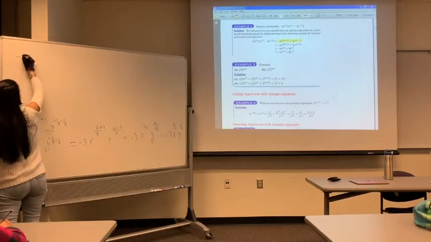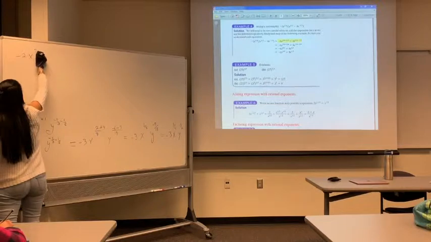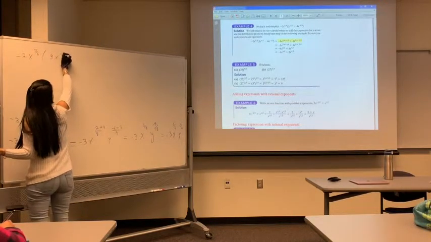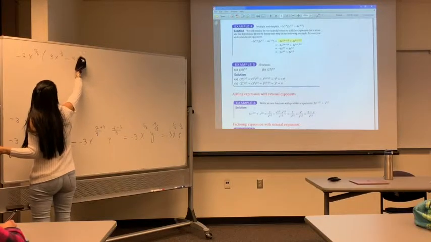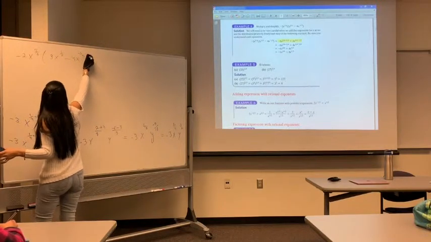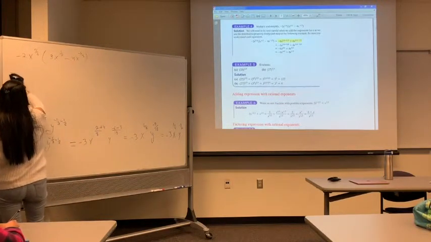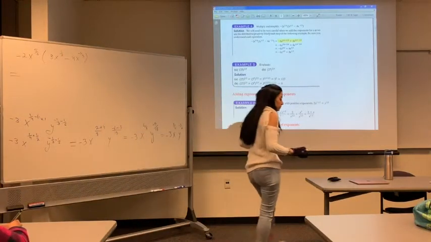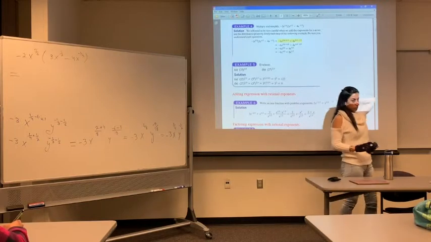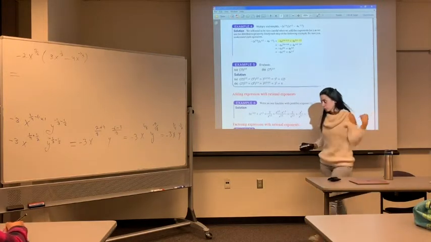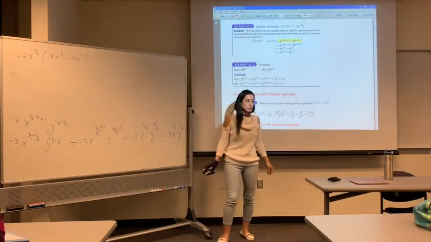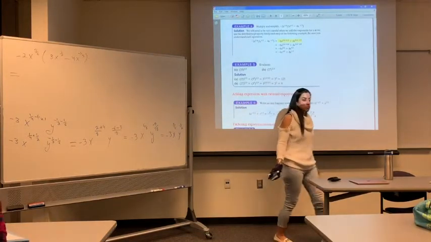We have negative 2x^(5/6) multiplied with (3x^(1/2) minus 4x^(-1/3)). Question. Why did you put negative 1 half over there? Because it's negative 1 over 2.